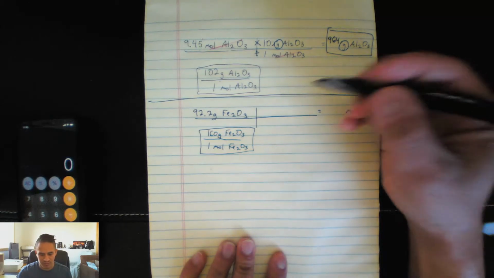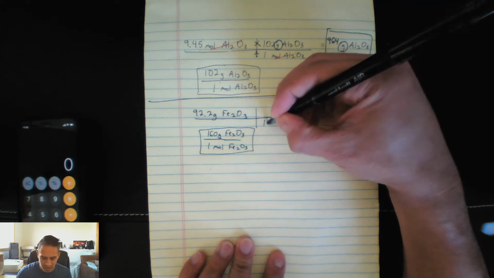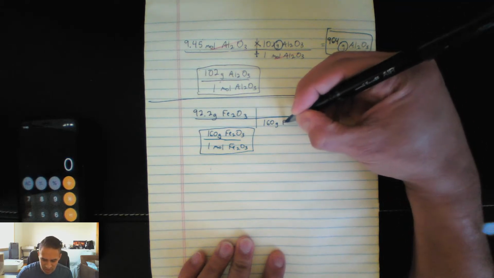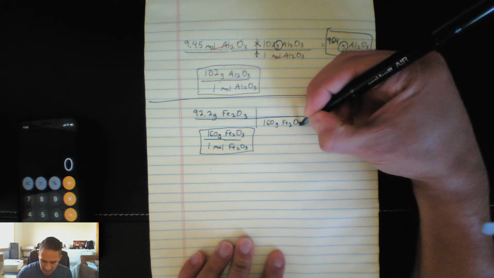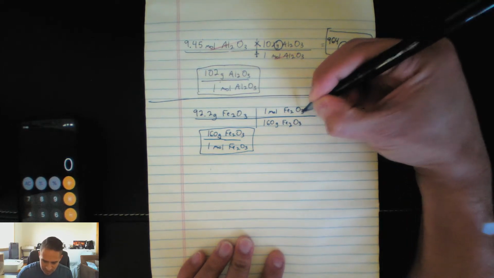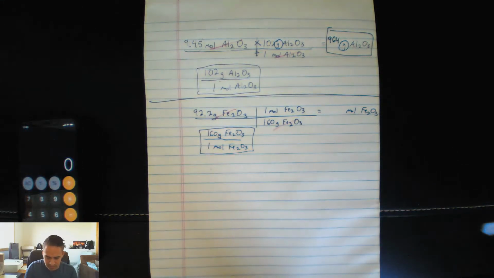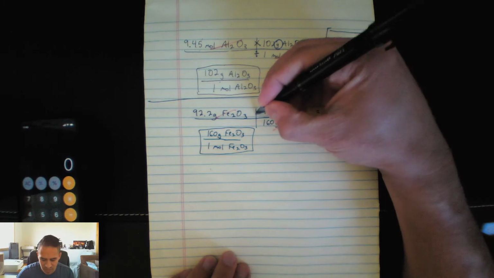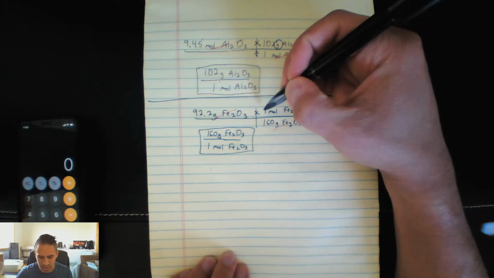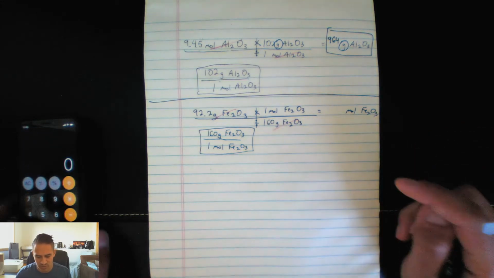So set up our conversion table. Since we're starting with grams of Fe2O3 here, we're going to have the 160 grams of iron 3 oxide on the bottom of our fraction and the 1 mole of Fe2O3 on the top of our fraction so that the grams cancel. Okay, so then math-wise, we can take 92.2 times 1, divide by 160. Again, if you want to skip the times 1 part, you can.